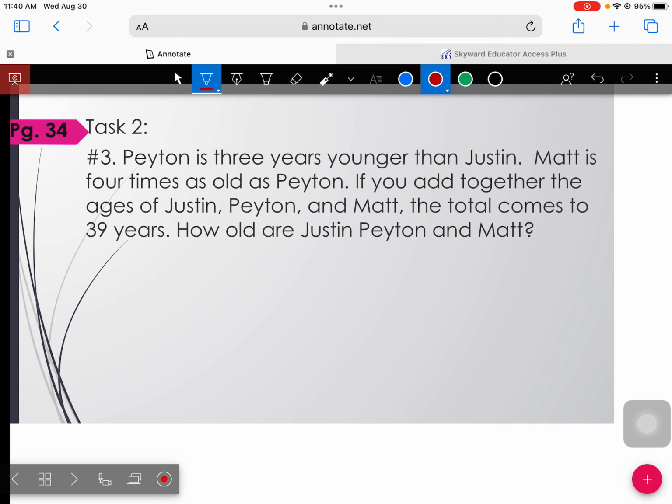Very similar to the problem we just did. Peyton is 3 years younger than Justin. Matt is 4 times as old as Peyton. If you add together the ages of Justin, Peyton, and Matt, the total comes to 39 years. How old are Justin, Peyton, and Matt? So again, I'll give you about 4-ish minutes.